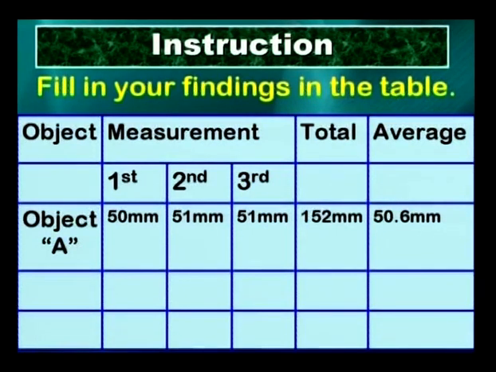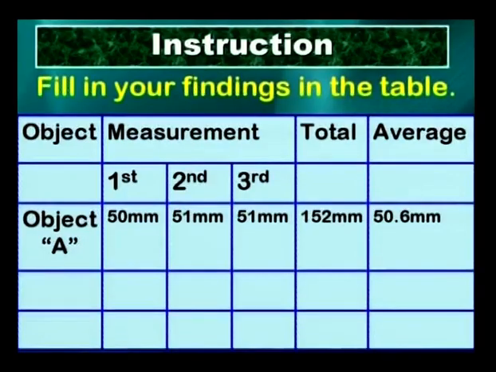Object A. Right, object A, have a look at the table that you have on your screen. Table A, there are three measurements. Why do you think there are three measurements? Isaac? Length, width, height. Thank you for your answer.